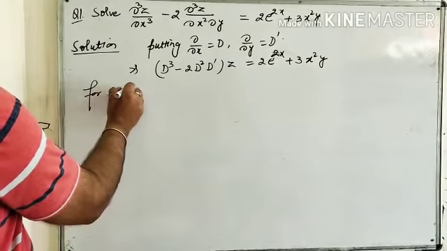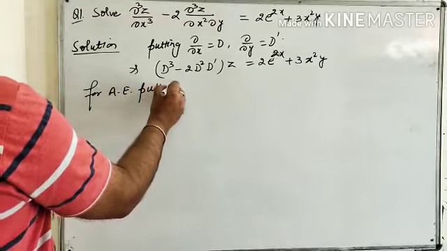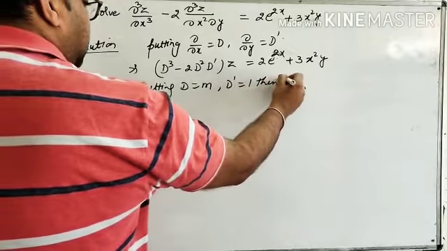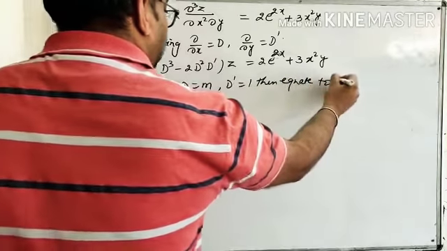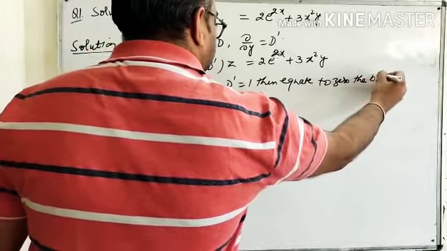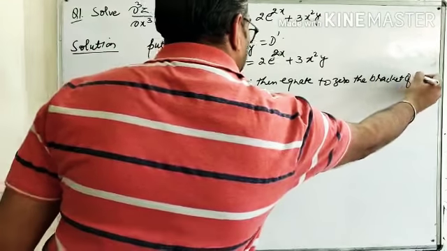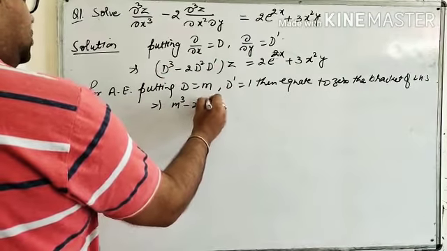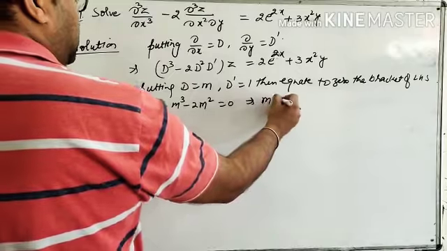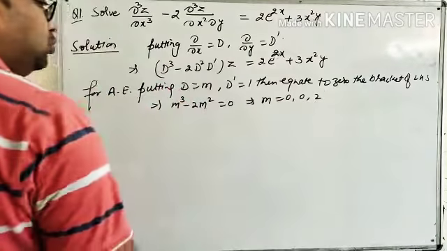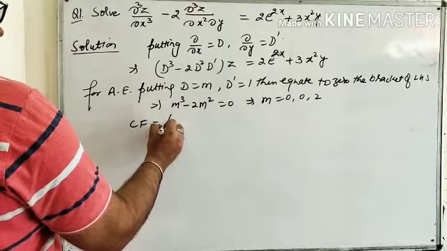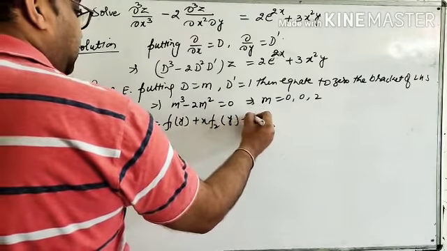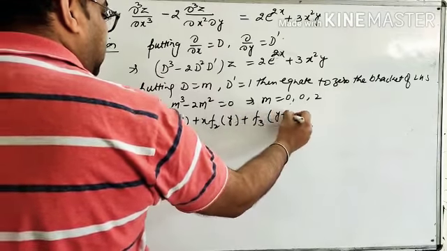For the auxiliary equation, putting D equals m and D' equals 1, then equate to 0 the bracket of the LHS. It means what we get: m cube minus 2m square is equal to 0. On solving we get m equals 0, 0 and 2. So CF equals f1(y) plus x f2(y) plus f3(y plus 2x).